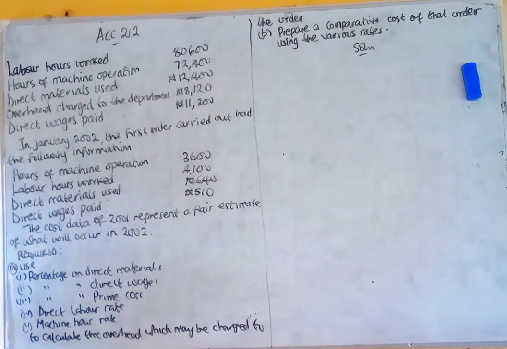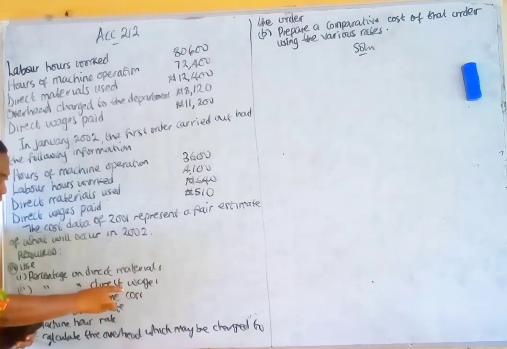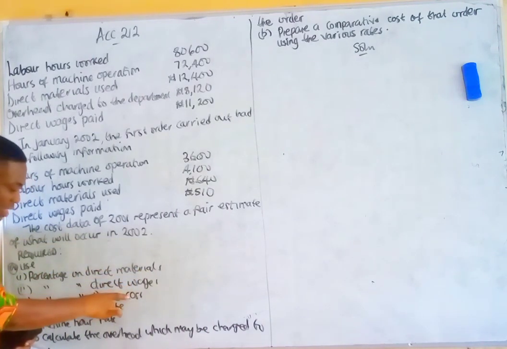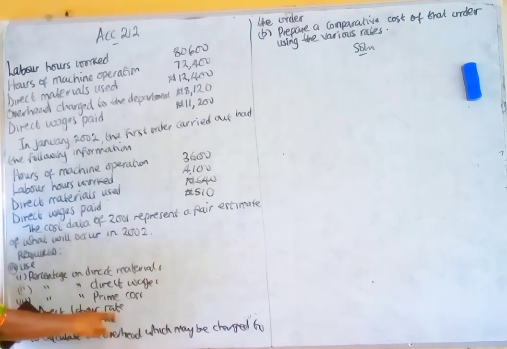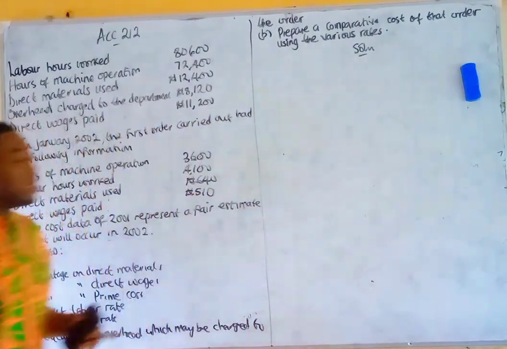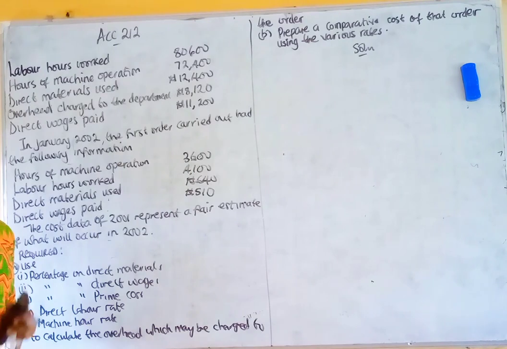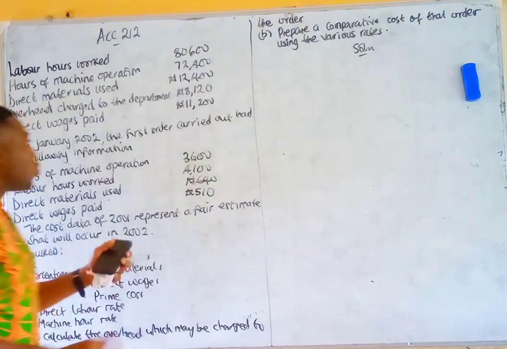Solution. What they're asking us to do is to get the percentage on direct material, percentage on direct wages, percentage on prime cost, direct labor hour rate, and machine hour rate, and use them to prepare a comparative cost for 2002. If you remember, last week I gave a formula for each of these, and that is what we want to use now.